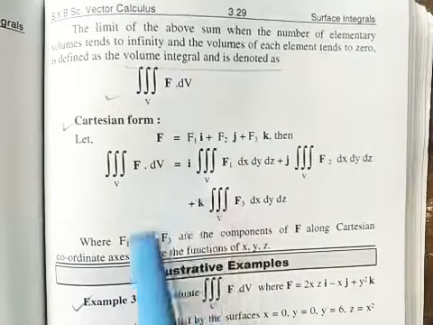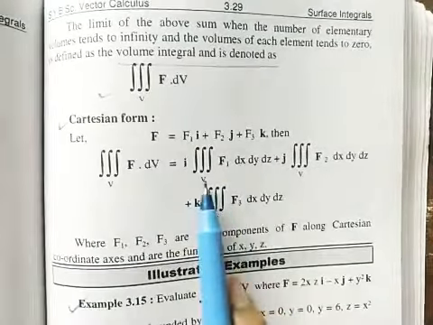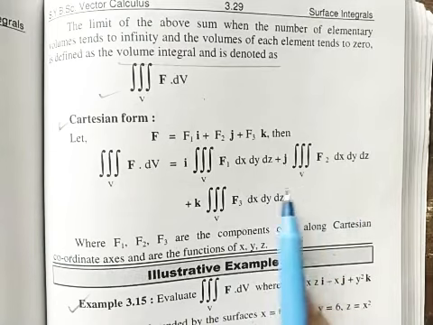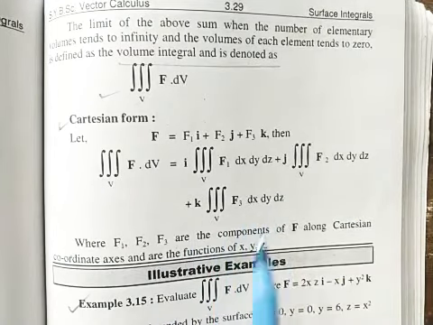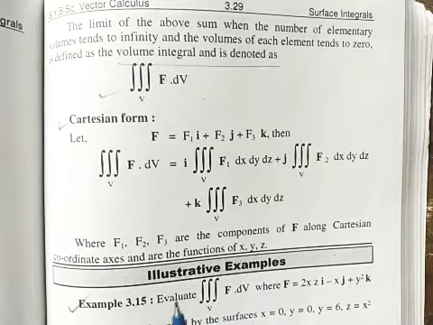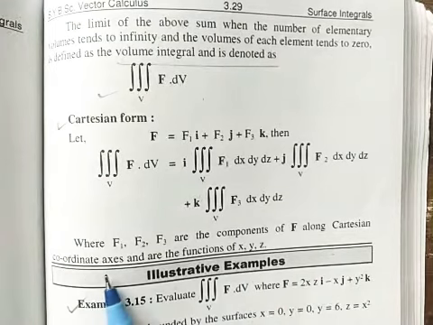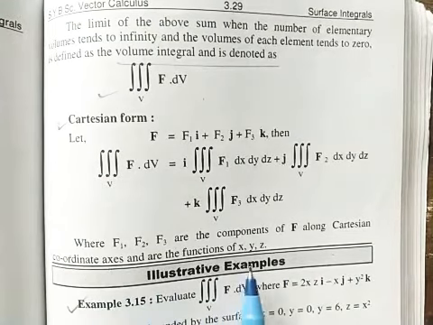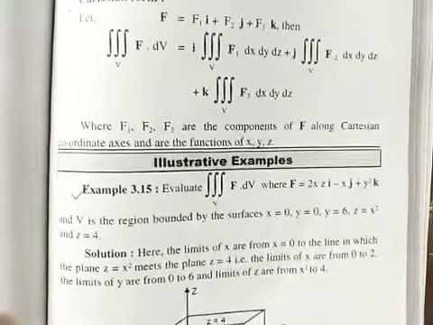Here, taking i common, triple integral f1 with respect to dx dy dz. Similarly, plus j triple integral f2 dx dy dz, plus k triple integral f3 dx dy dz, where f1, f2, f3 are components of F along the Cartesian coordinate axes, and all these f1, f2, f3 are functions of x, y and z. Let us solve examples of it.